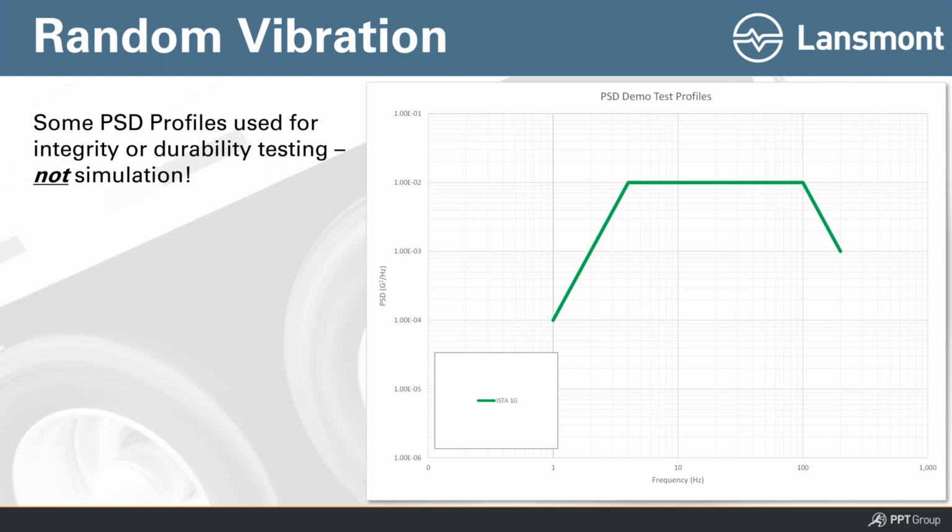So it's included in a number of test procedures, and quite frankly, where this came from, once upon a time, this profile was really a combination of the ASTM truck and air profiles.